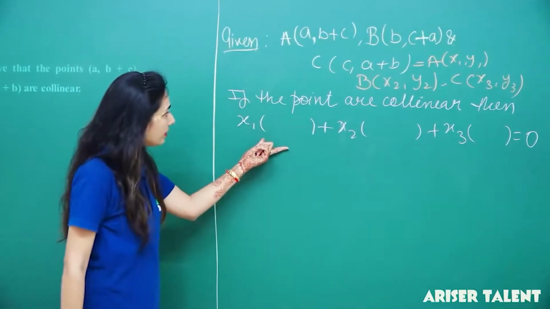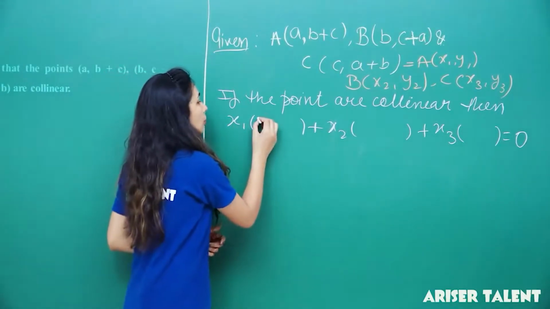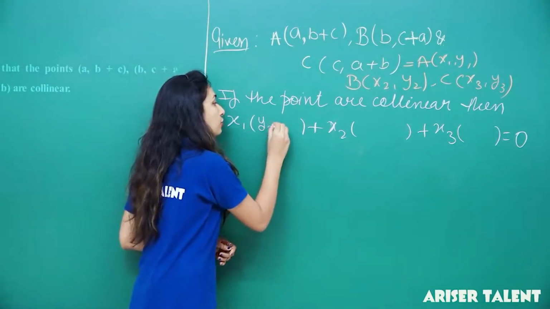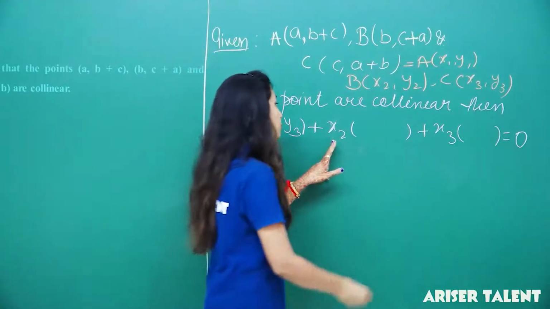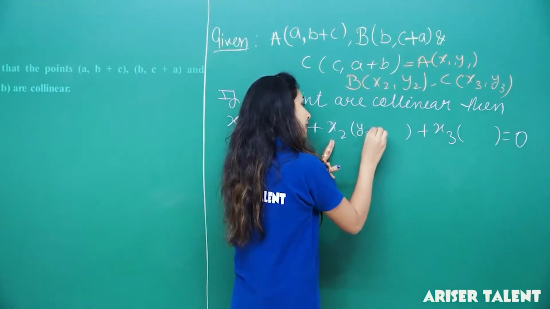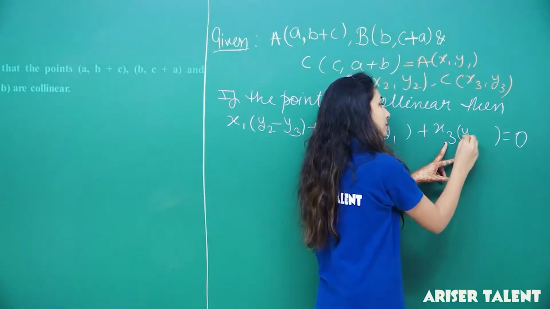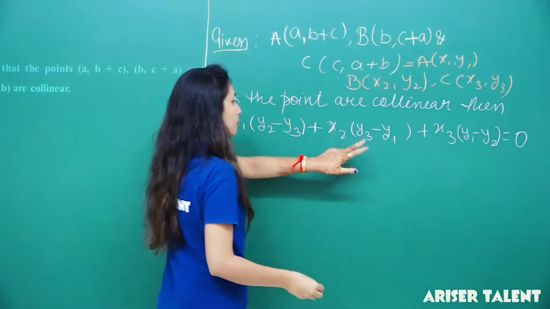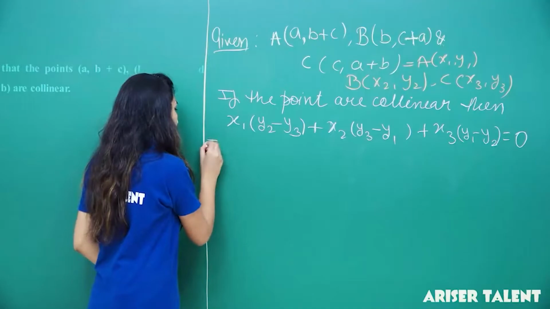Now, what are these values in the bracket? If I go with the 1, there will be 2. So, here y, so y2 minus y3. Now, if it's 2, then after 2, there will be a 3. After 3, there will be a 1 and then 2. So, 1, 2, 3, 1, 2, 3 and 1, 2, 3. Right?